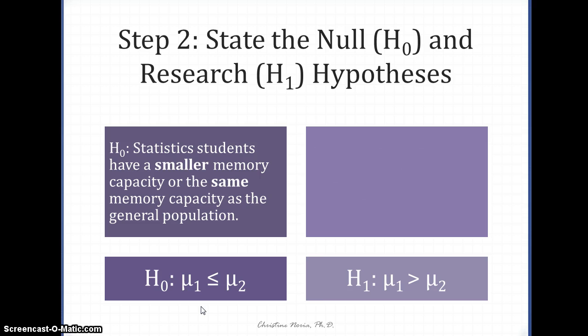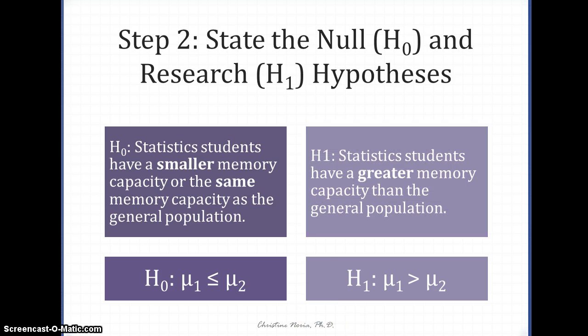So our null hypothesis is that statistics students have a smaller memory capacity or the same memory capacity as the general population. And the research hypothesis is that statistics students have a greater memory capacity than the general population. So you'll notice that the null hypothesis has to have that equivalent, that same, and then the opposite direction of the research hypothesis.